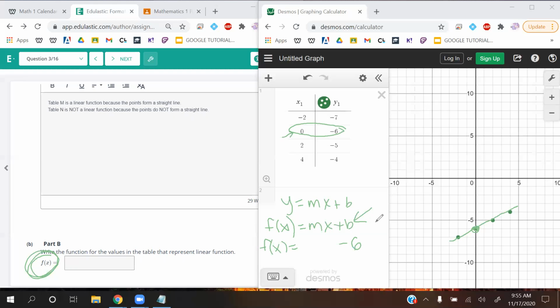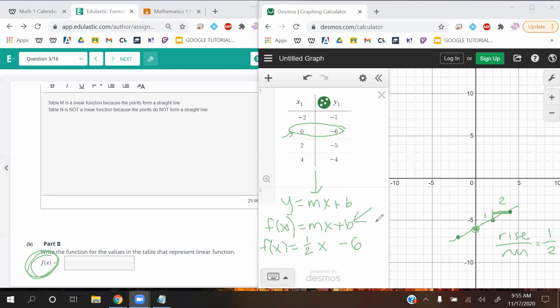Okay, and then we need to figure out the m, the slope. M is the slope. So on the graph, you can go from one point to another. And then remember, rise over run. How much did we go up? We went up by 1. So it's a rise of 1. And a run of, how much did we go to the right? 2. So 1 over 2 is our m. 1 over 2 x is part of the equation. So your equation is f of x is equal to 1/2 x minus 6.